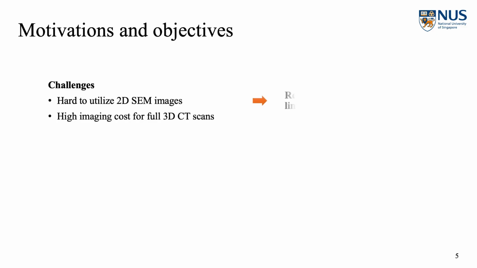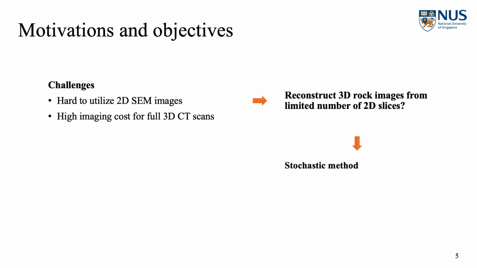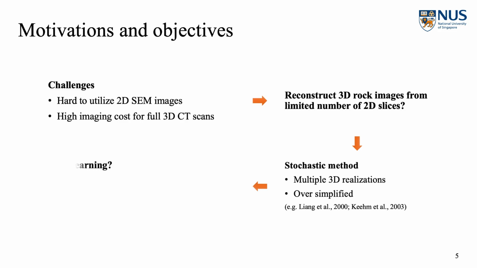So, what if we can reconstruct 3D rock images from limited number of 2D slices? Conventionally, people will use stochastic method, which provides multiple realizations of 3D digital rocks. However, the reconstructed images are too simple to capture the complexity of natural rocks. Since we are dealing with large number of images, why don't we turn to deep learning, which has been a game changer in computer vision?